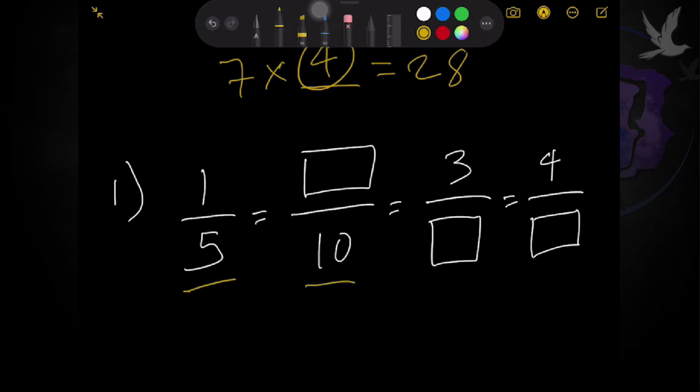5, 10, 15, 20. Skip count 1, 1, 2, 3, 4. Okay, so basically skip count lang yan. Sa next numbers, ganun din. They skip count. Each, starting from the given fraction. Skip counting lang yung gagawin nyo dyan sa page 163. Okay?